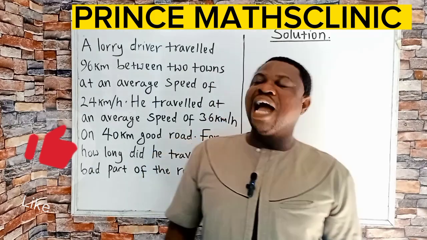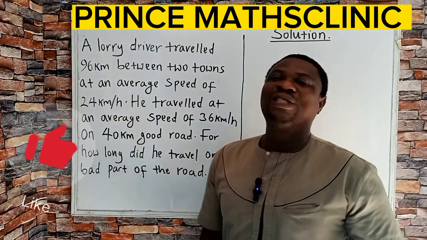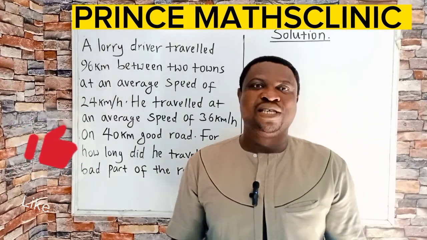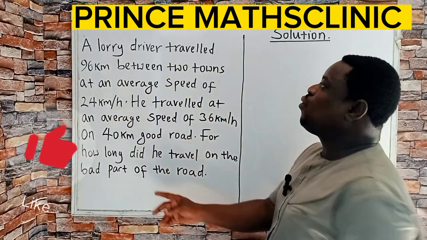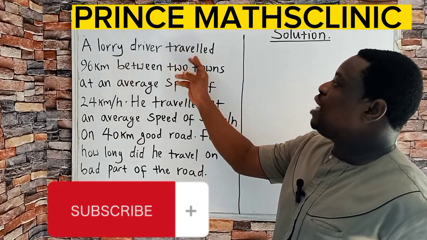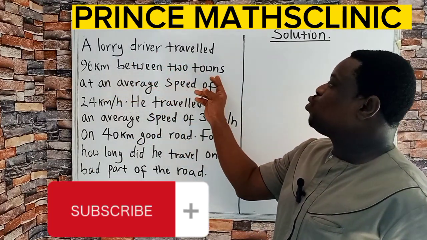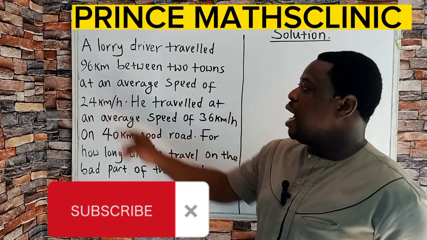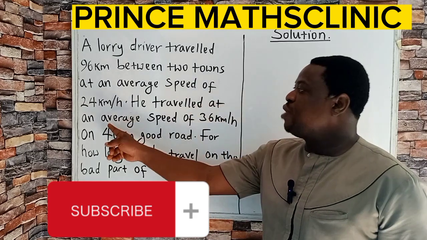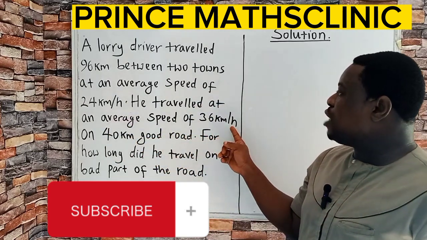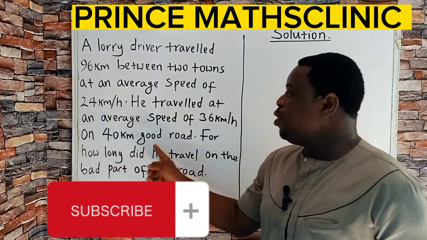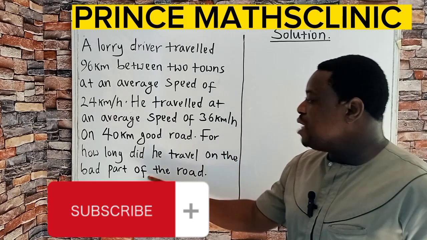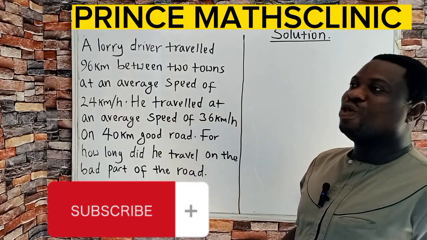Today we shall be looking at this question that has to do with averages or mean. The question reads that a lorry driver traveled 96 kilometers between two towns at an average speed of 24 kilometers per hour. He traveled at an average speed of 36 kilometers per hour on 40-kilometer good road. For how long did he travel on the bad part of the road?